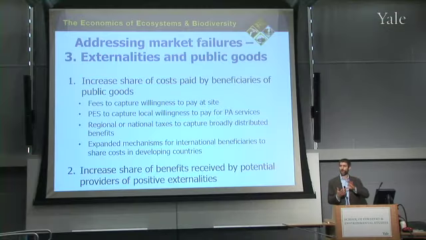The final market failure I'll talk about a bit is again the issue of externalities and public goods, and I think the challenge here is a simple one in theory and a hard nut to crack in reality. And it is to increase the share of costs paid by beneficiaries. And you can do that at every scale, from local to global, theoretically. And these are some of the possible ways to do it. And critically also to make sure that the people that are in a position to choose to provide or not those positive externalities get some of the incentive to do it.